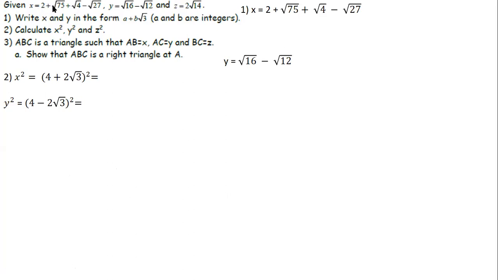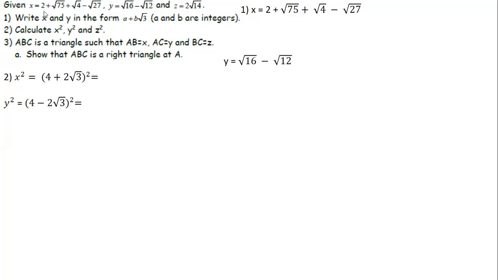Given x equal 2 plus radical 75 plus radical 4 minus radical 27, y equal radical 16 minus radical 12, and z equal 2 radical 14. So you are given x, y, and z, each written in a different way. In question number 1, we should write x and y in the form of a plus b radical 3. Surely a and b will turn out to be numbers, but they will look like a plus b radical 3. It doesn't say here that a and b are integers, they can be positive or negative.